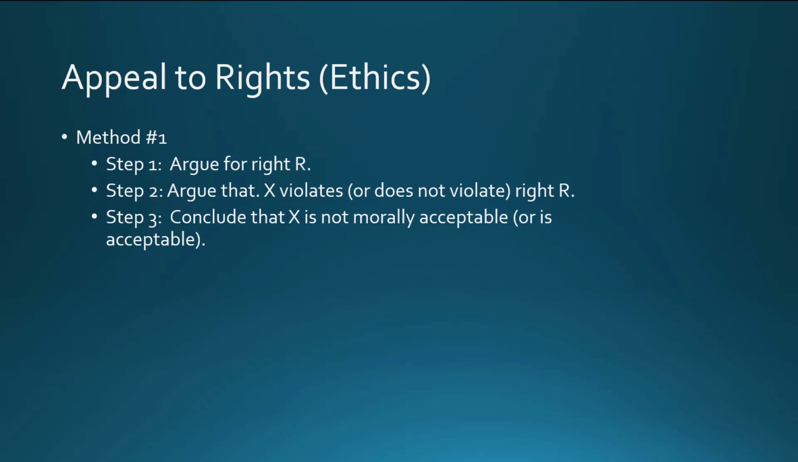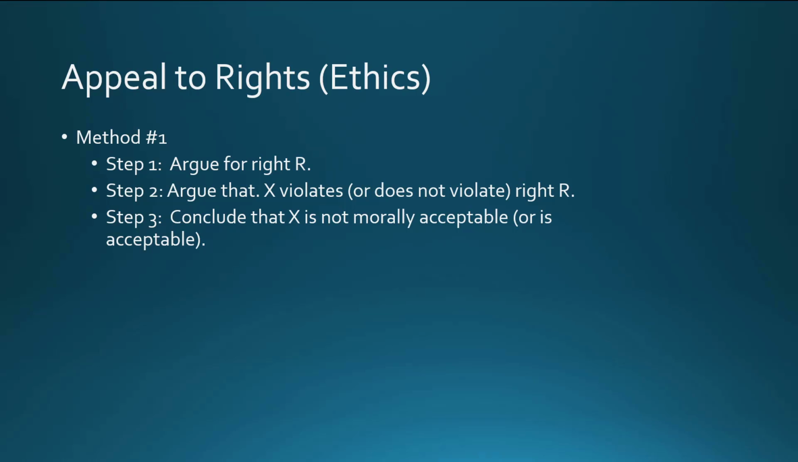So there are actually two methods to appeal to rights. Method one, put informally, works this way. What you do is you argue for a right. You argue that something either violates or doesn't violate a right, and then conclude that it's not acceptable, if it violates that right, or is acceptable if it's in accord with that right.